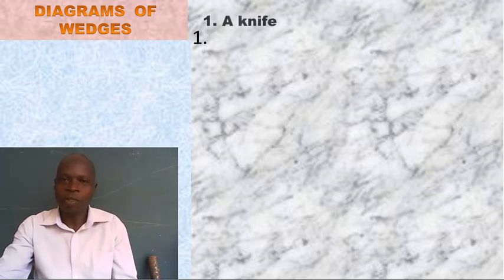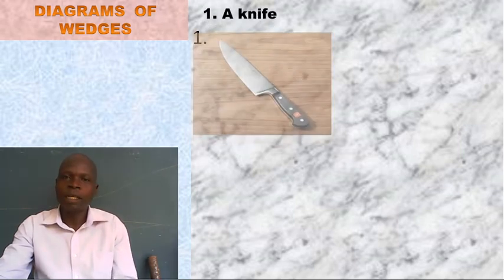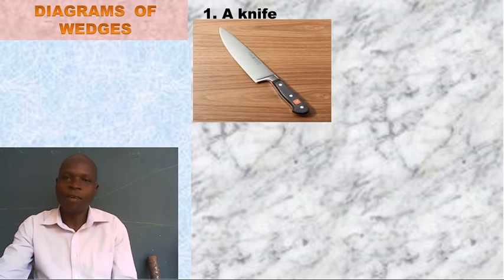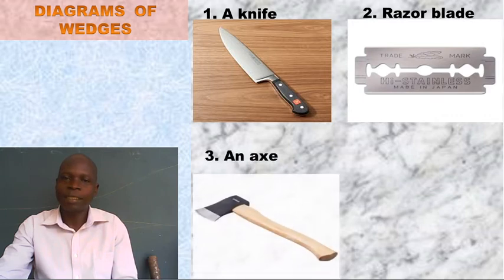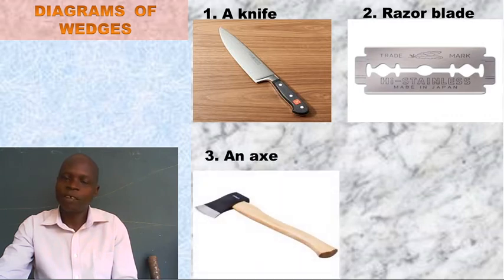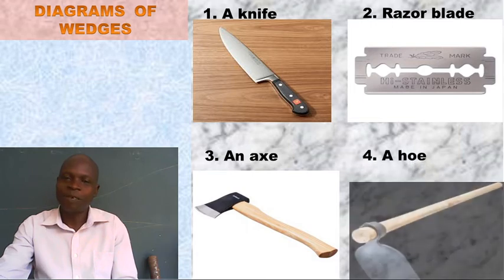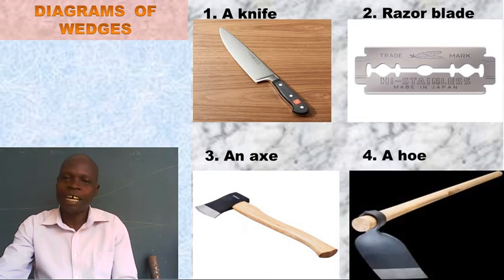So let's see how we draw these things, okay? That's how we can draw a knife. Are we together? Just tracing how you see it lying there, it gives you a knife. Let's say a razor blade. Yes, that's where it is. What about an axe? Beautiful. All those are wedges, even a hole. You see there?